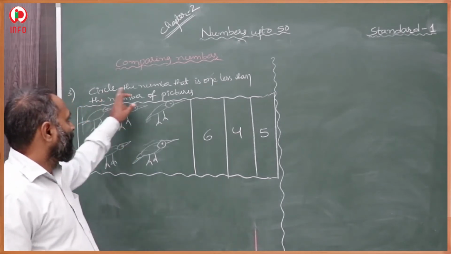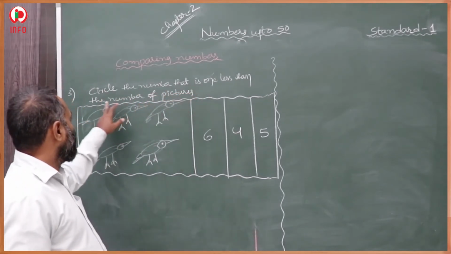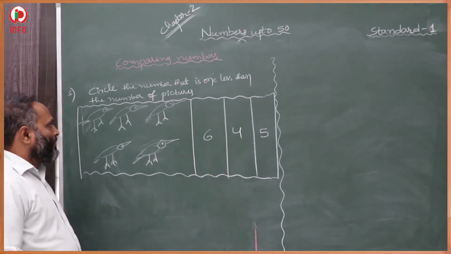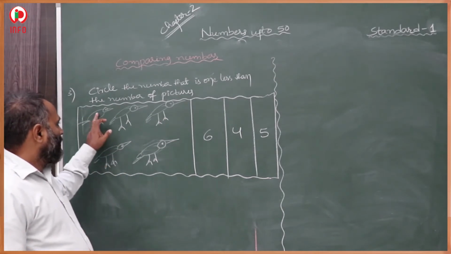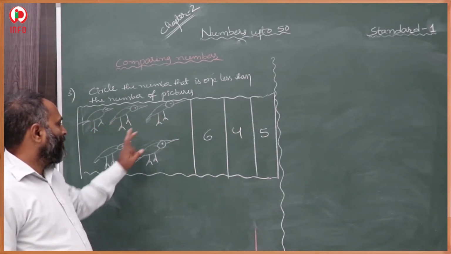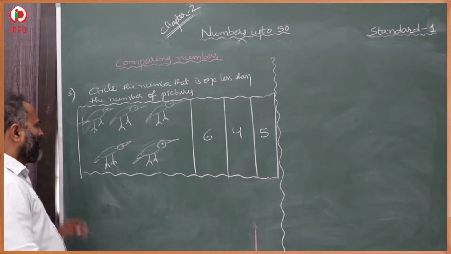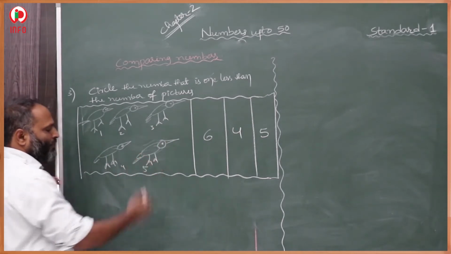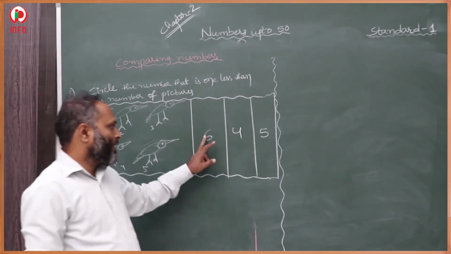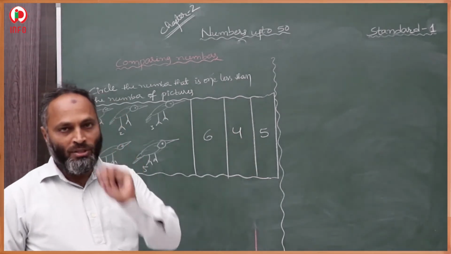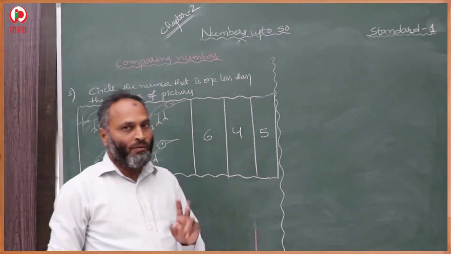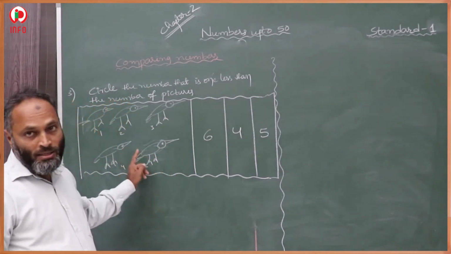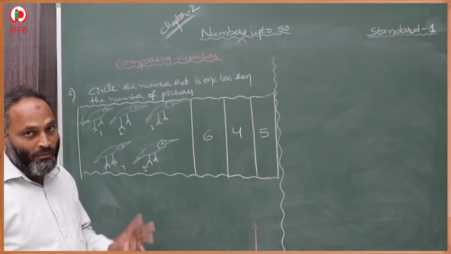Now students, here circle the number that is 1 less than the number of pictures. Here 5 birds were given. 1, 2, 3, 4, 5. Total number of birds is 5. So here 6, 4, 5: 3 numbers were given. In these 3 numbers we have to circle one number, the number that is 1 less than the number of birds.